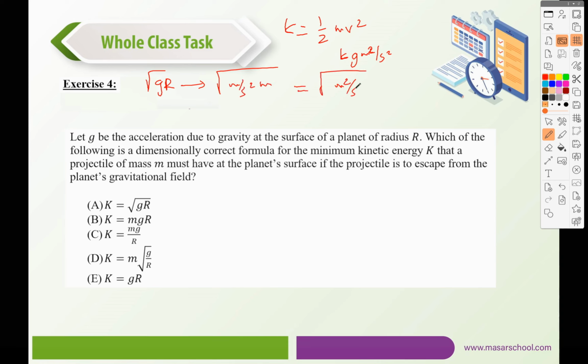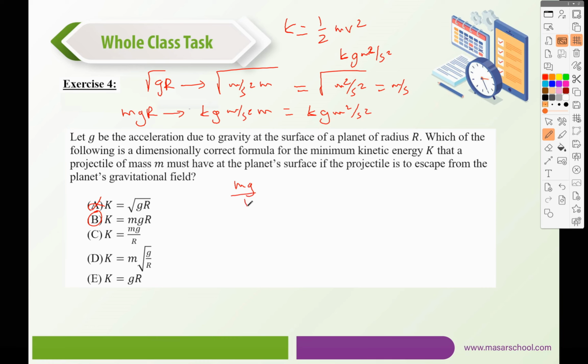Now what about mgr? That would be kg meter per second square multiplied by meter, which is indeed kilogram meter square per second square. Then B is the correct answer. Now let's check, as a good exercise, that C, D, and E have the wrong units.